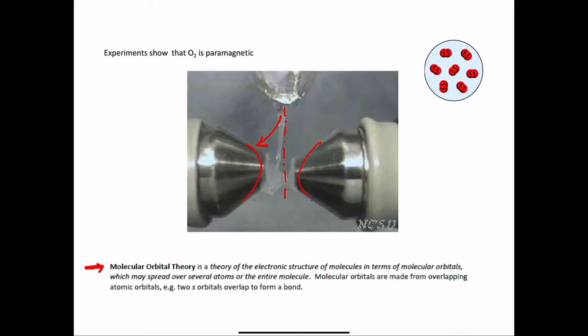It's a theory of electronic structure of molecules in terms of molecular orbitals that are spread out over the whole molecule, right, over all the atoms in the molecule. And we make them from overlapping atomic orbitals. Right, so there's several rules to look at, and we'll think about them as we go.